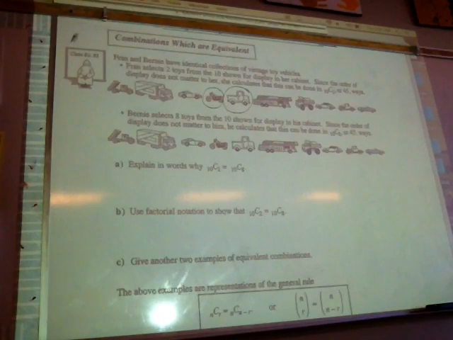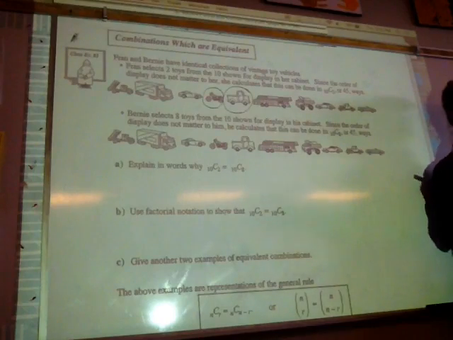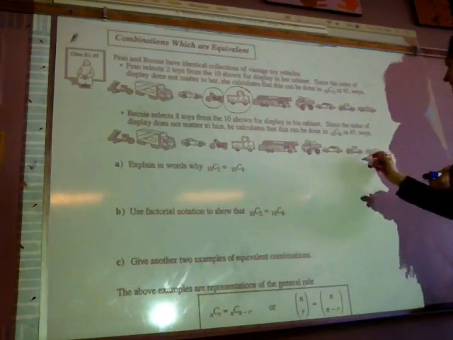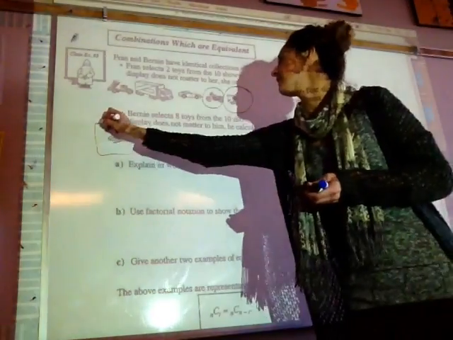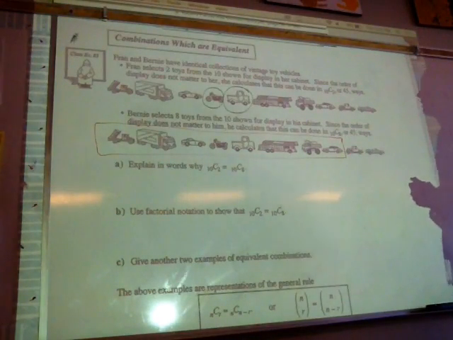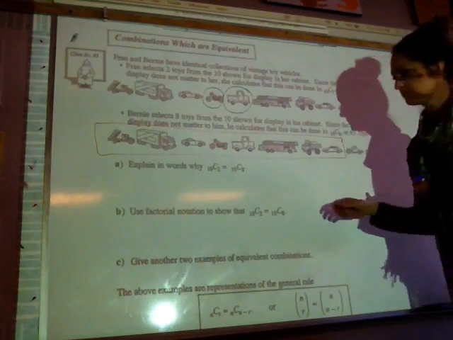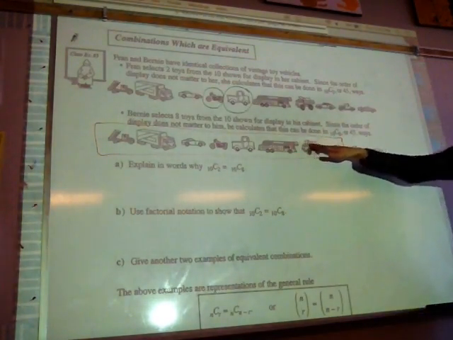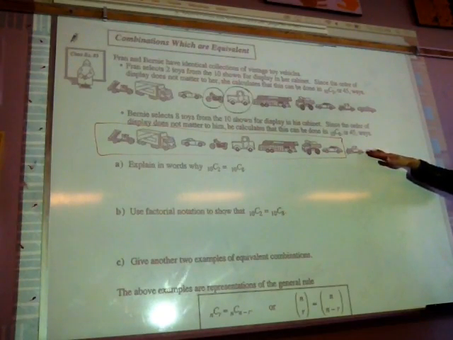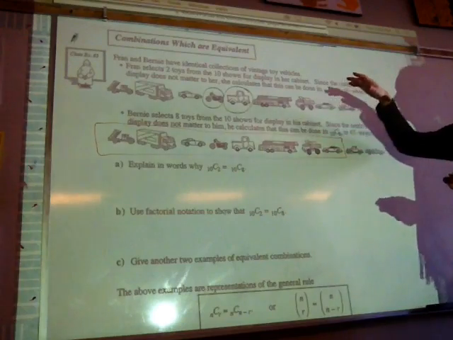Now Bernie selects 8 toys from the 10 shown for display in his cabinet. Since the order of the display doesn't matter, he calculates 10 choose 8, or 45 ways. They're equivalent. I'll just pick these ones for Bernie. So explain in words why 10 choose 2 is equal to 10 choose 8. Any guesses? Basically, selecting 8 is the same thing as not choosing 2. Or selecting 2 is the same thing as not choosing 8.